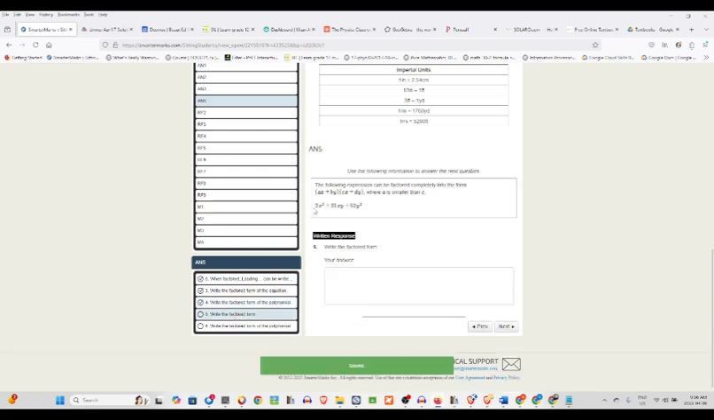Our next one, write the factored form here. Okay, so we need factors of 52 and factors of 2. So 52 is 4 times 13. If we do 4 times 2, that's 8. 8 plus 13 will give us our 21.